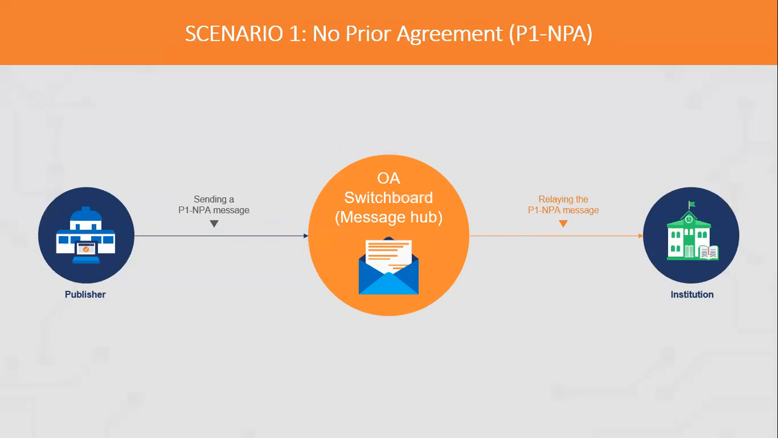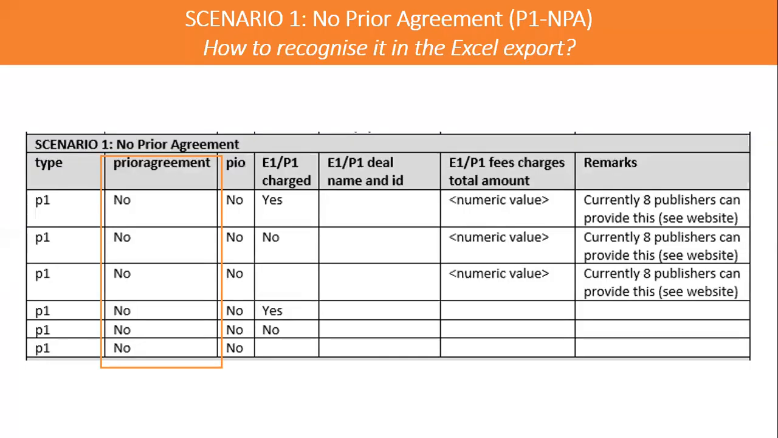The first scenario is the P1 in case of no prior agreement. You, as an institution, are receiving the P1 no prior agreement message for the published article concerned if you, or an author from your institution, has picked up the publication charges. You can recognize such a P1 no prior agreement message in the Excel export by a no in the prior agreement column.